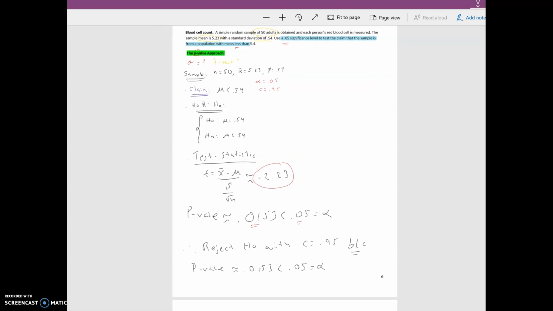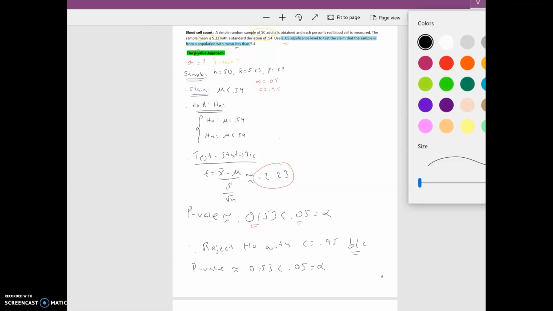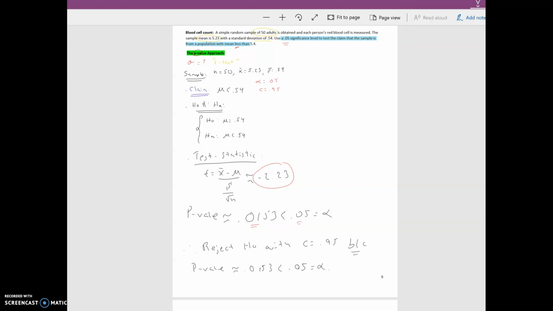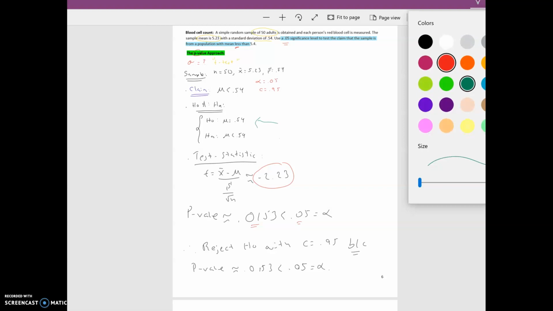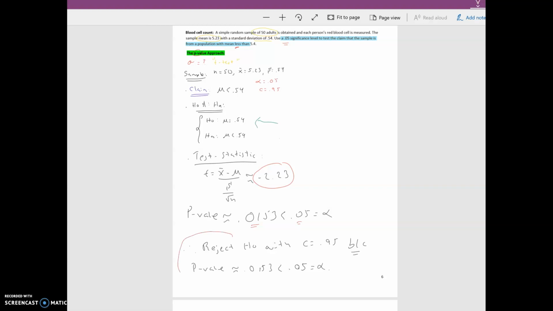Now, what this means is the following. Since you're rejecting H0, and let me just go back to the values of H0, we don't have sufficient evidence that mu is equal to 0.54. What we technically have is that there is evidence that mu is less than 0.54, which is the alternative hypothesis. Now, remember that all of your conclusions are stated in terms of H0. So this will be the final conclusion.